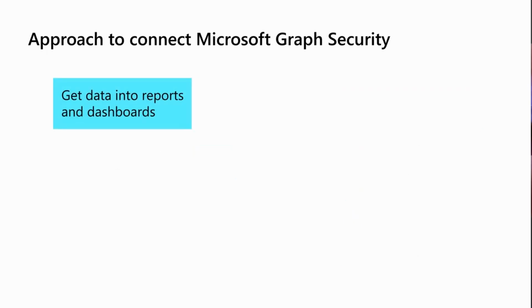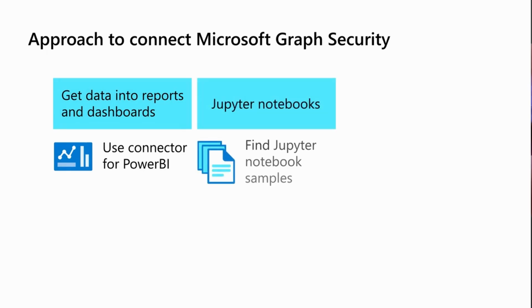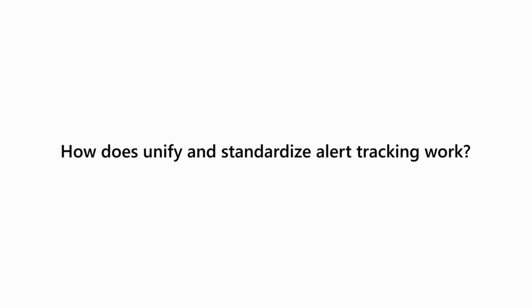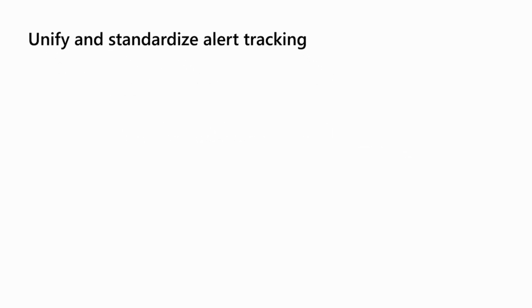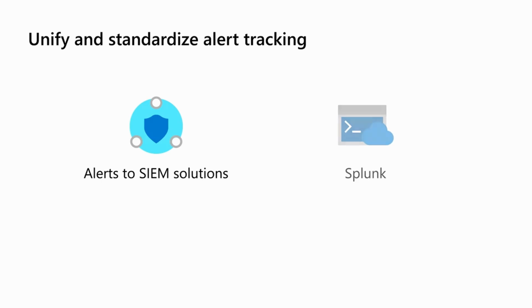You can get data into reports and dashboards through the Microsoft Graph Security connector for Power BI. And to find Jupyter Notebook samples, connect to Jupyter Notebooks. How does unify and standardize alert tracking work? With the help of Microsoft Graph Security API connectors, you can stream alerts to security information and event management solutions, also called SIEM solutions, such as Splunk.